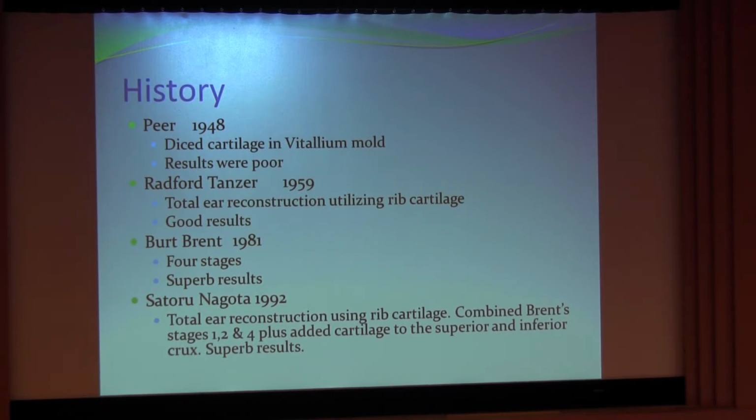Radford Tanzer from Dartmouth in the late 50s did total reconstruction using rib cartilage and had pretty nice results, but he didn't really stress that you need a certain amount of vertical height to get good contour.